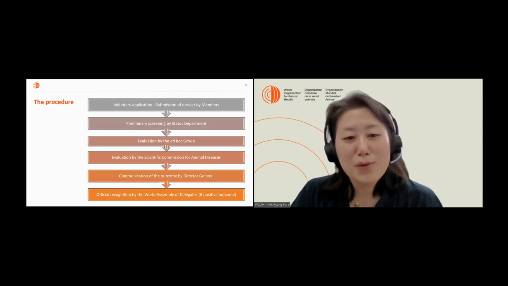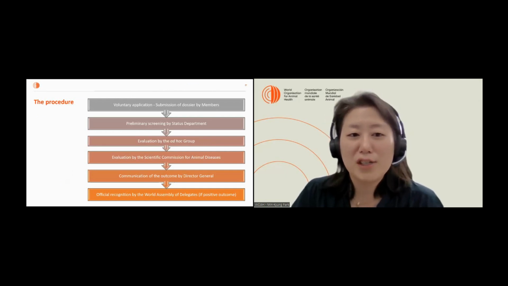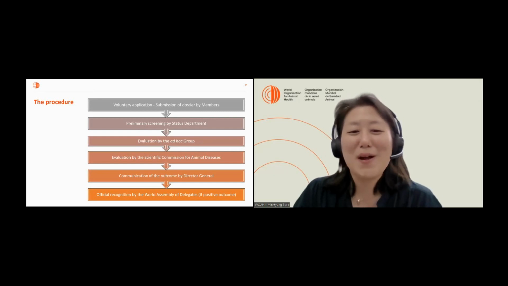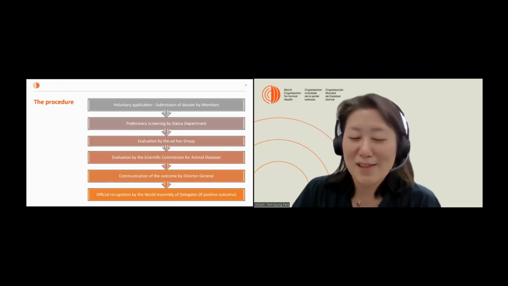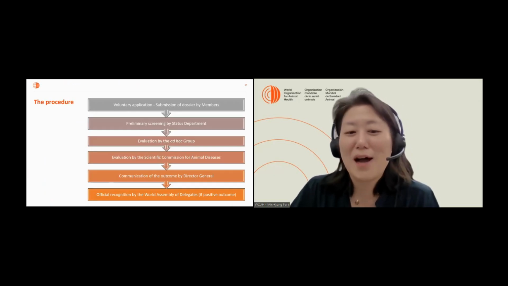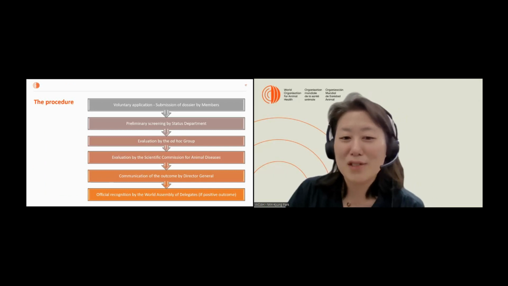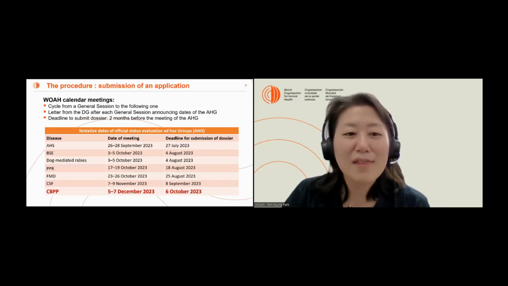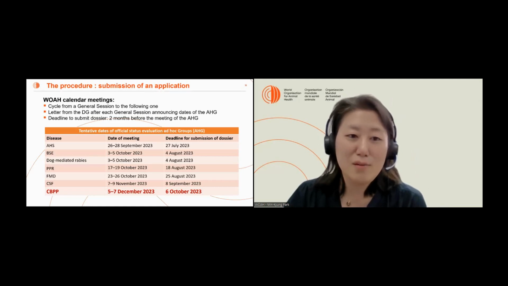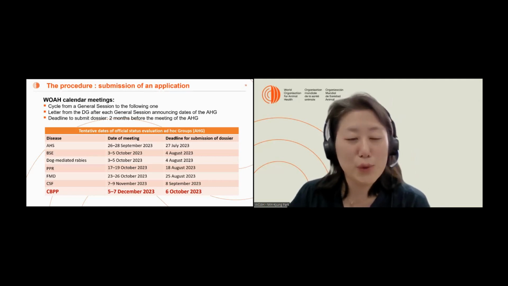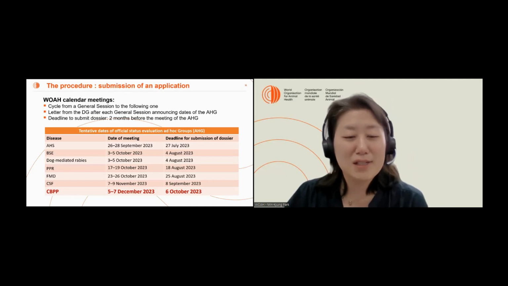So to explain to you the different steps of evaluation, as I said, this is a voluntary process. There are these different steps until at the bottom of this slide, you see the last step of official recognition by the WOAH membership, the World Assembly of Delegates. And this procedure is run in a 1-year cycle, starting from one general session to the following one, which means May to May.